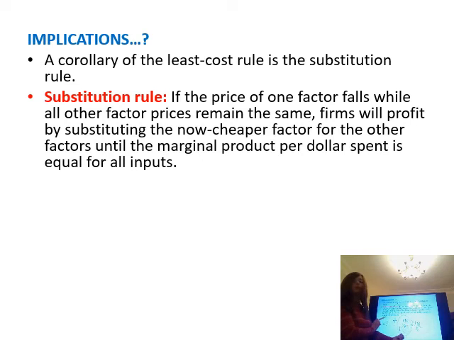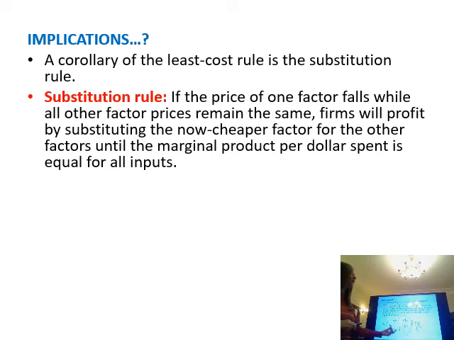When the quantity of labor increases while other inputs are held constant, what will happen to the marginal product of labor by the law of diminishing returns? It will fall. It will fall until what? Until you reach this equality once again, which is the same explanation that we did in the consumer theory.